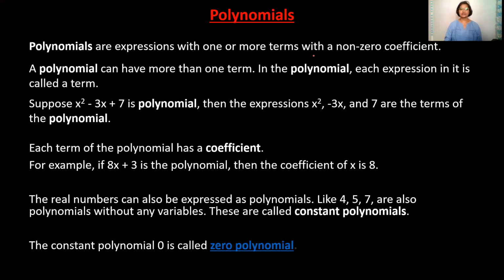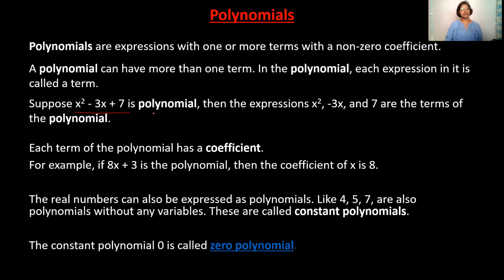Polynomials are expressions with one or more terms with non-zero coefficients. A polynomial can have more than one term. In a polynomial, each expression in it is called a term. So what does that mean? Polynomials are expressions with one or more terms. Here I have taken one example of a polynomial expression, that is x square minus 3x plus 7. That is one with one or more terms and with non-zero coefficients. I'll tell you gradually what the coefficient is.